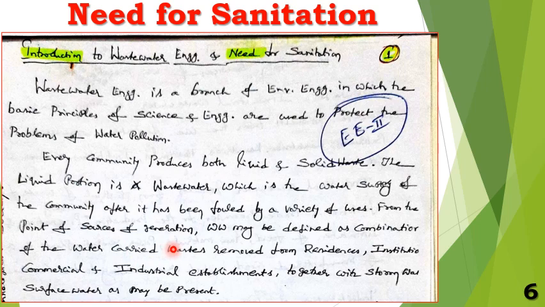From the point of sources of generation, wastewater may be defined as a combination of the water carried waste removed from residences, institutions, commercial, industrial, and other establishments, together with the storm water and surface water as may be present. Because rain water after falling goes to the drainage only. Open drainages are near the roadside on a slope, so all the water enters the open drainage. Now, need for sanitation, we are talking about this. We'll go to the next slide. Again, I am going to tell you.